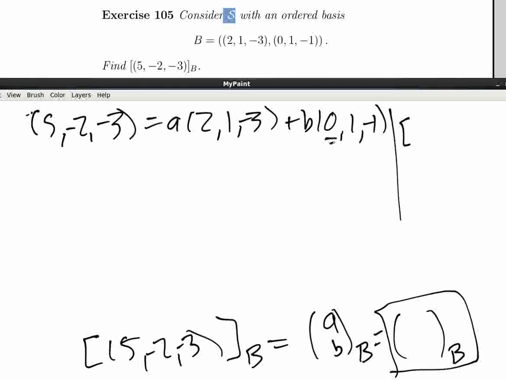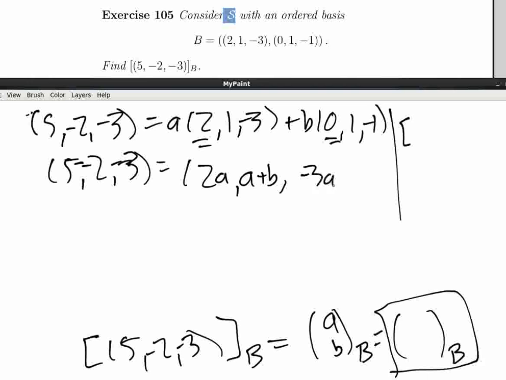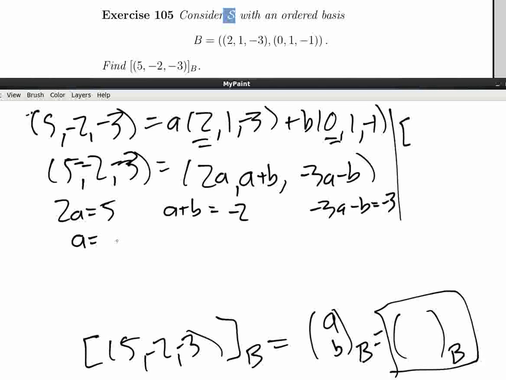And notice here, you can do this completely algebraically, but the key thing is that you can't get anything from the first component out of the B. So what I need is, maybe I'll go through this: negative 3 is equal to 2A in the first component, then A plus B in the second component, and negative 3A minus B in the last component. So I get 2A is equal to 5 by just comparing first components. A plus B is equal to negative 2 in the second, and then negative 3A minus B is equal to negative 3. This tells me that A is equal to 2.5.